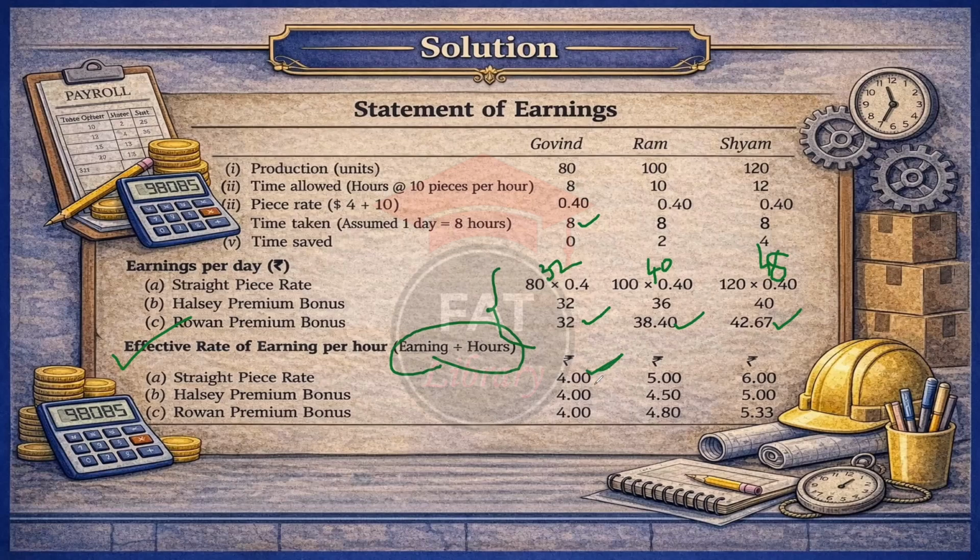Okay. So in case of Halsey plan also for Govind it is 4 rupees and 4 rupees because he has not saved any time. In case of Ram, under straight piece rate, it comes to 5 rupees. How do we get this 5 rupees? 40 rupees divided by 8 hours he is taking. The time taken. What are the hours he is taking? 8 hours. So likewise, 36 rupees divided by 8 hours, that is 4.5. Again, 38.4 divided by 8 hours, that is 4.8. So in the same way, we need to calculate for Sham also.